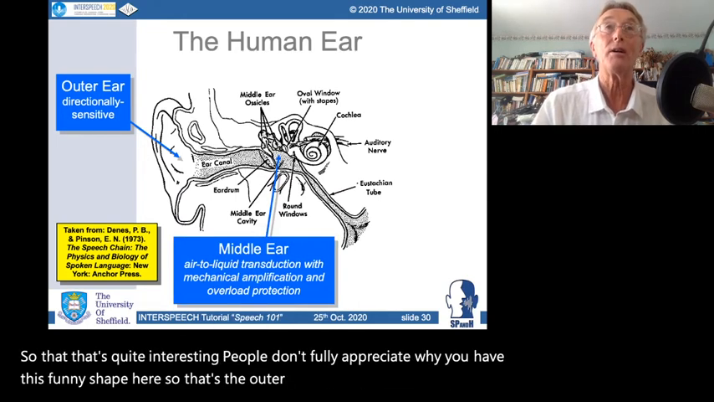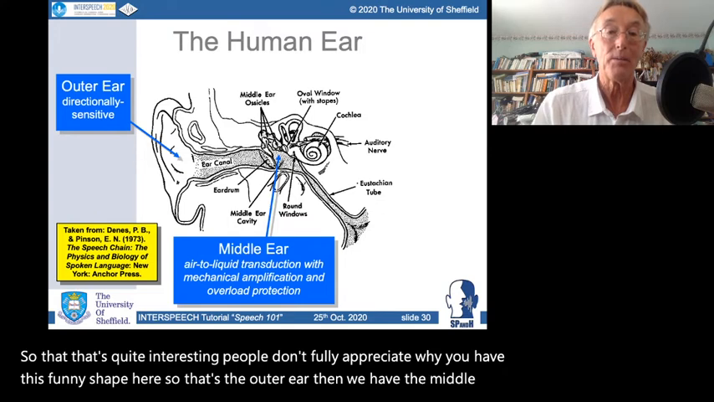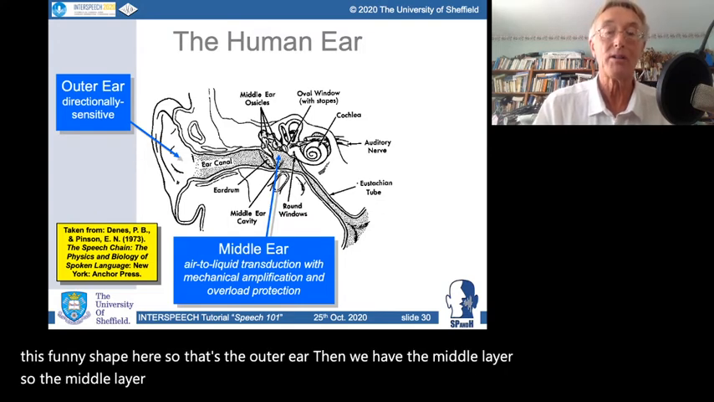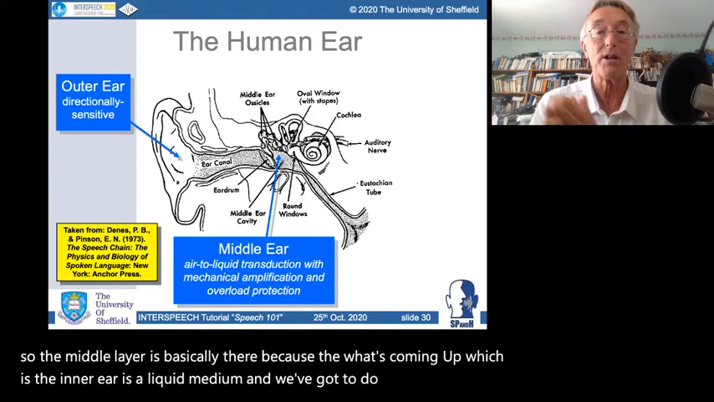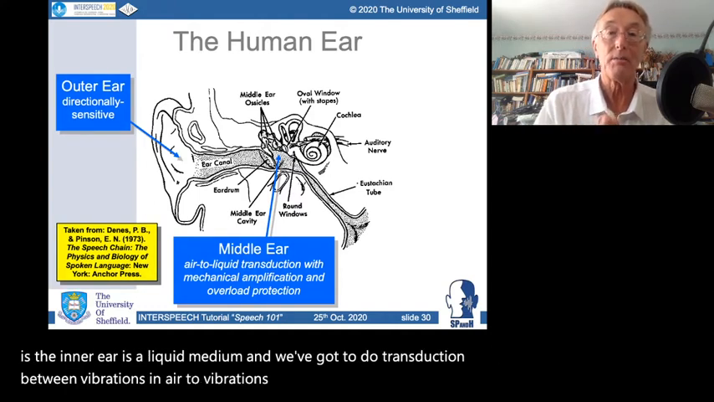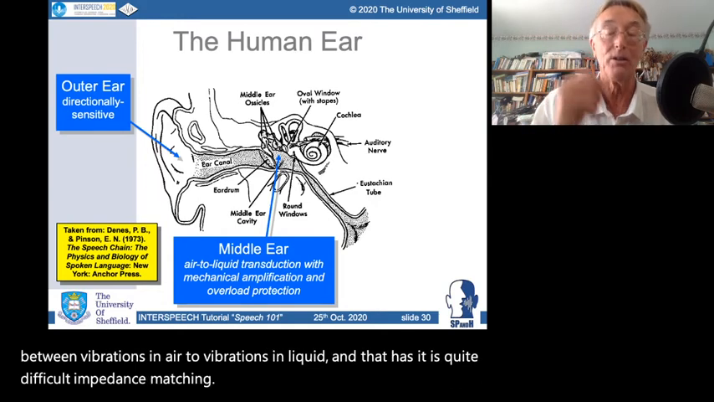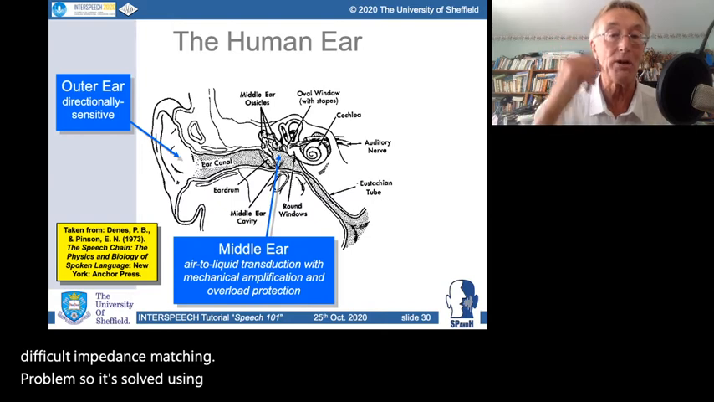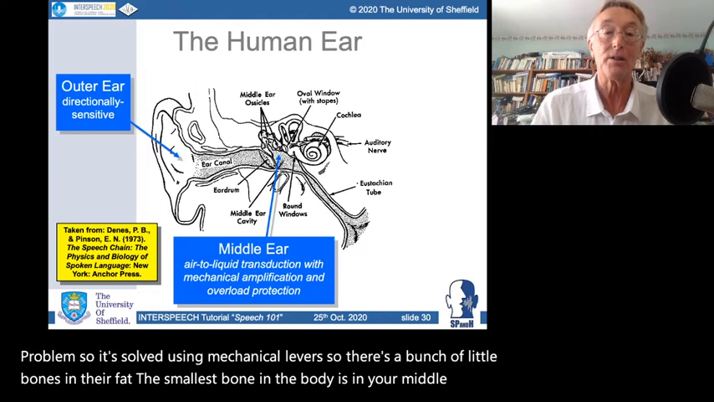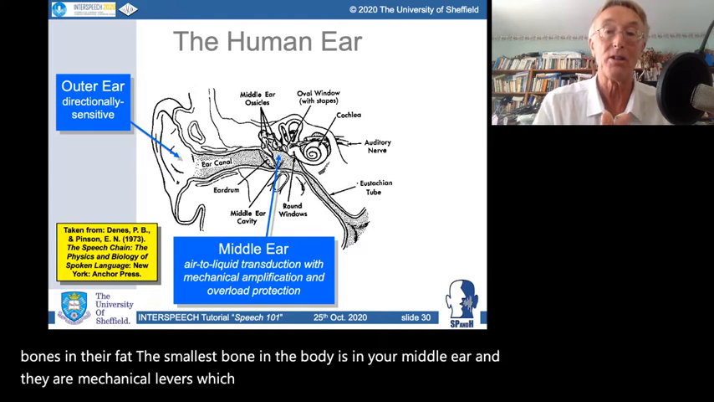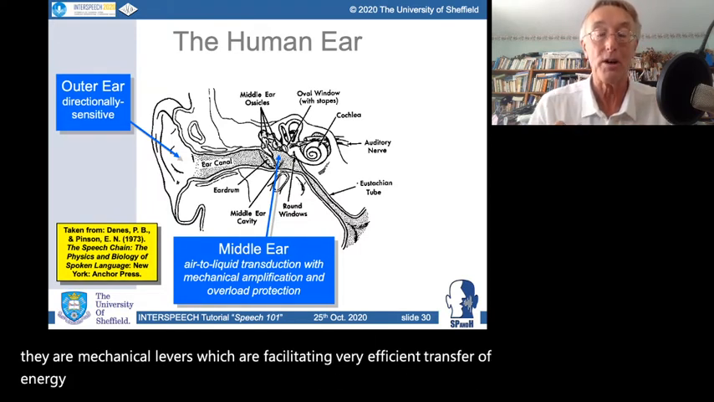Then we have the middle ear. So the middle ear is basically there because what's coming up, which is the inner ear, is a liquid medium. And we've got to do transduction between vibrations in air to vibrations in liquid. And that is quite a difficult impedance matching problem. So it's solved using mechanical levers. So there's a bunch of little bones in there. In fact, the smallest bone in the body is in your middle ear. And they are mechanical levers which are facilitating very efficient transfer of energy from air vibration to liquid vibration.